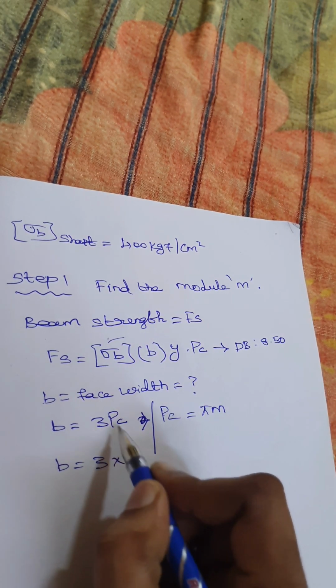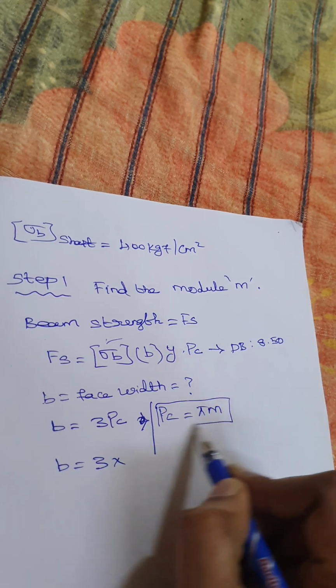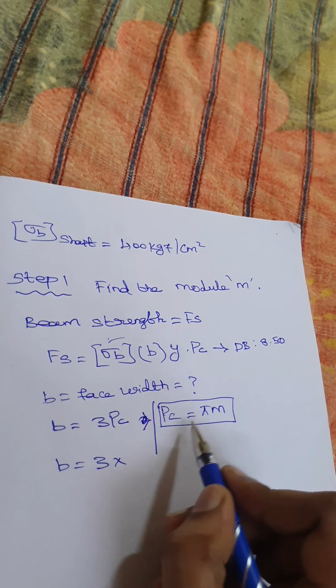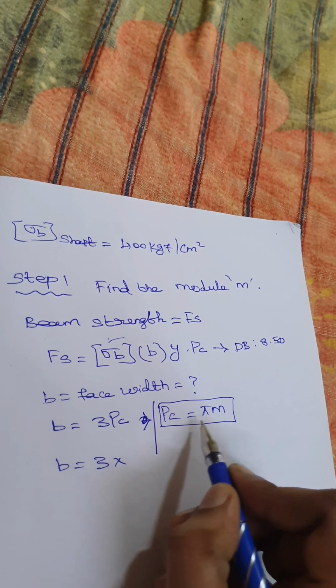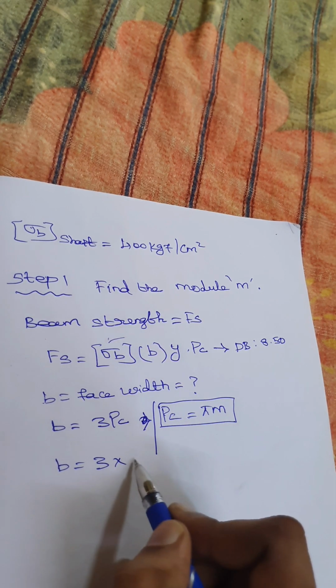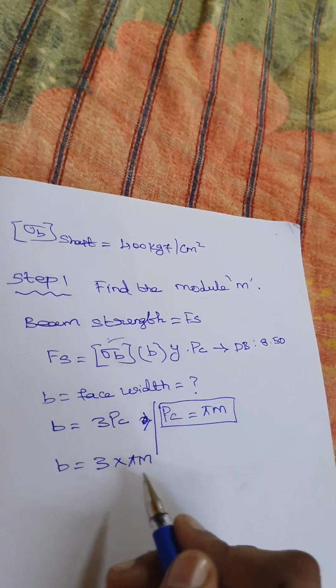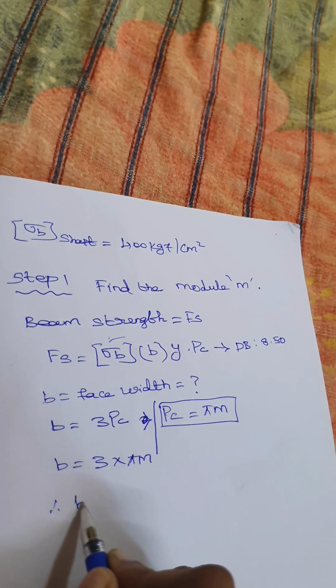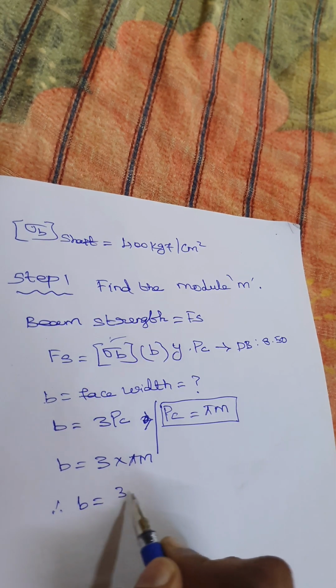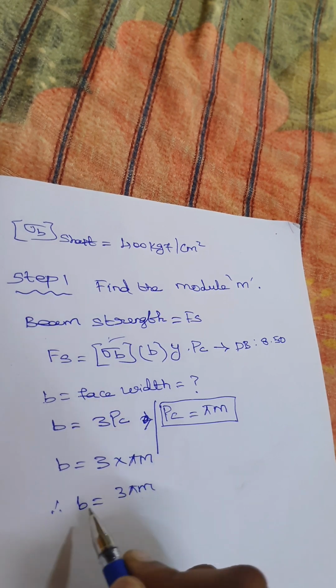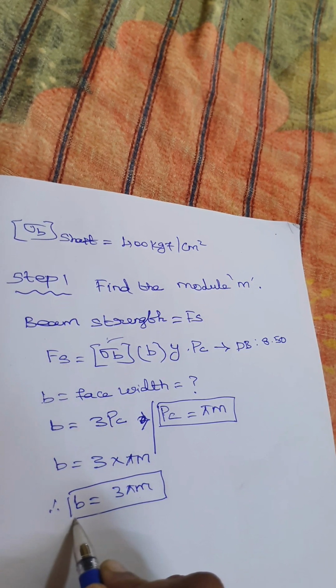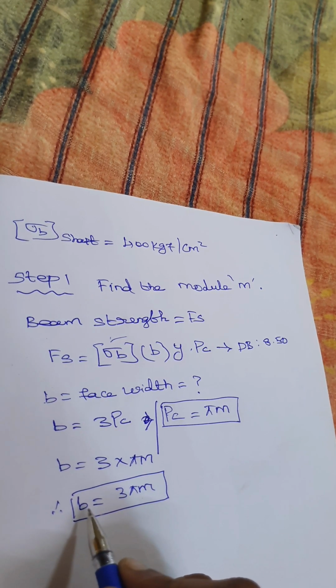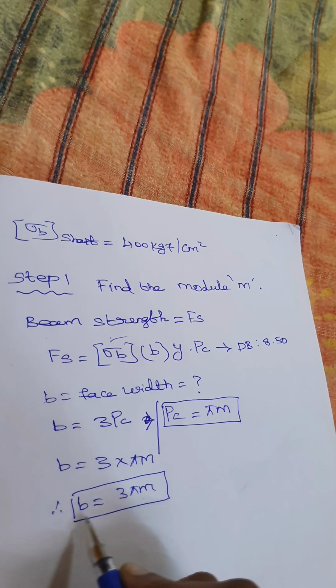Instead of P of C we can substitute pi into M. Therefore B will be 3 pi m. So we can substitute this value for the value of b.